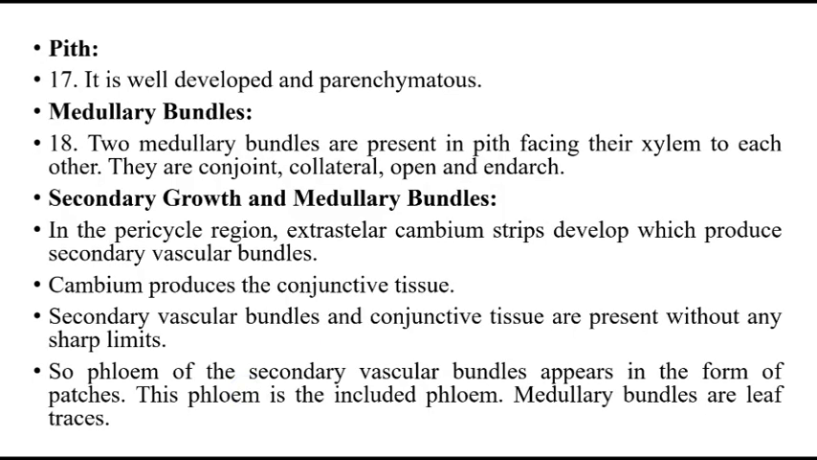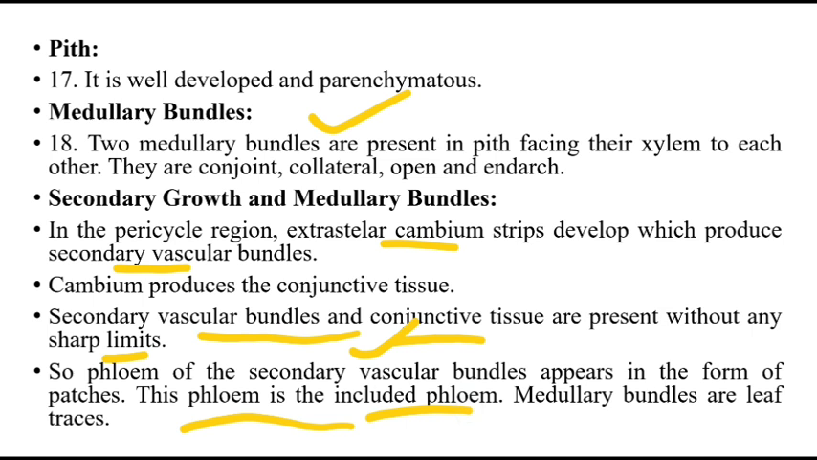Next, the pith is well developed, with medullary rays. 2 medullary bundles are also present in the pith. Next, secondary growth and medullary bundles: in the pericycle region, extrastellar cambium strips develop which produce secondary bundles. The cambium here also produces conjunctive tissue. Secondary vascular bundles and conjunctive tissue are present without any sharp limit. So the phloem of secondary vascular bundles appears in the form of patches. This phloem is called included phloem, and the medullary bundles are leaf traces.